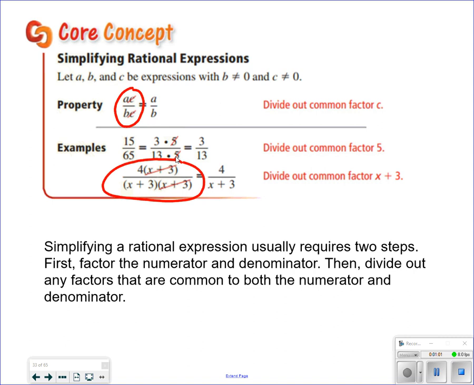Here's what I will stress. These are treated differently in which they're binomials. You treat monomials as individual terms. If it's a binomial or a trinomial, you cannot. You have to have the exact same binomial or the exact same trinomial in order to cancel. So simplifying a rational expression usually requires two steps. First, factor the numerator and denominator, then divide out any factors that are in common with the numerator and denominator.